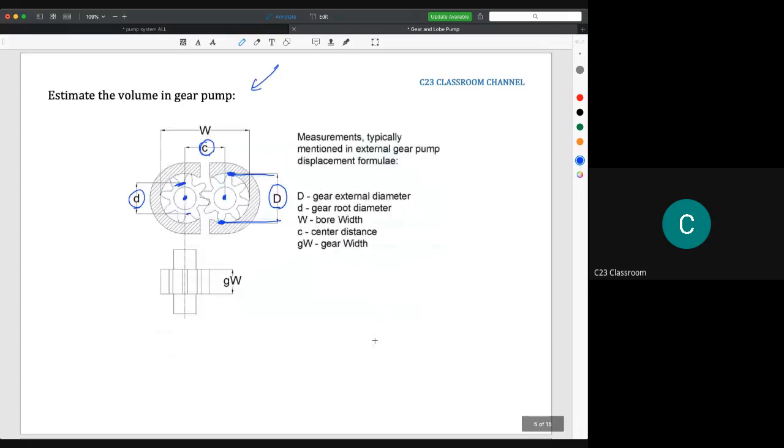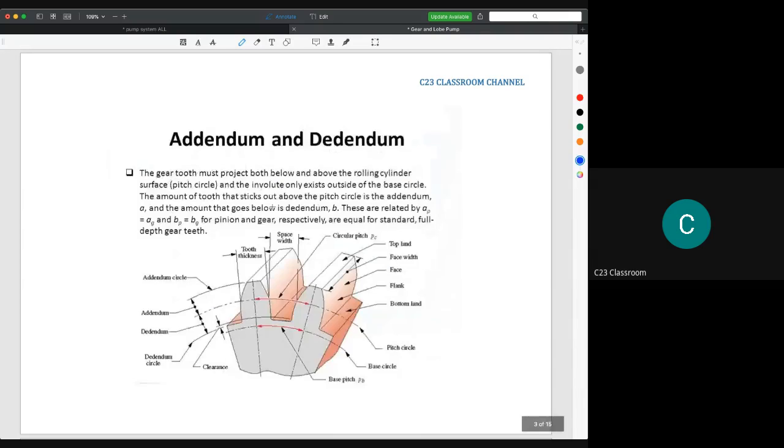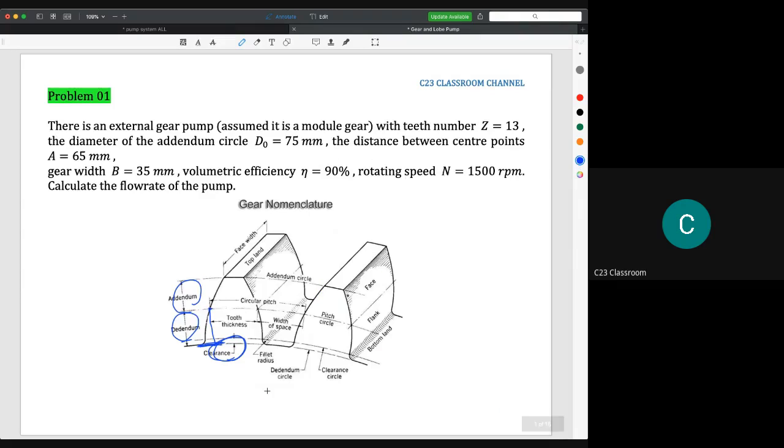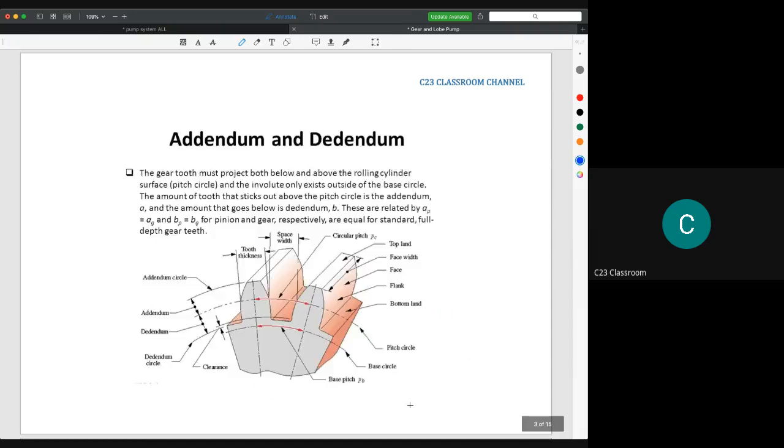So according to this diagram, for the capital D we need to calculate the diameter from here to the next one, not to the center point. So for the capital D, it is actually the addendum circle. And the small d here is the other circle. Okay, so I hope you could understand the diagram.